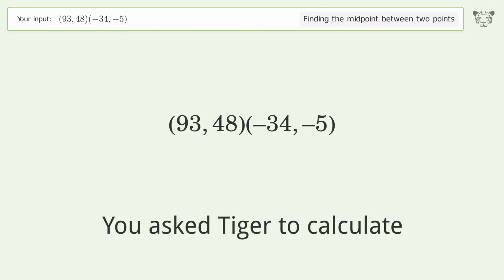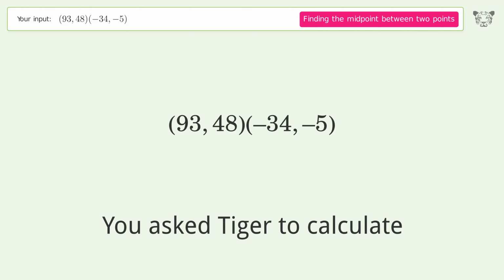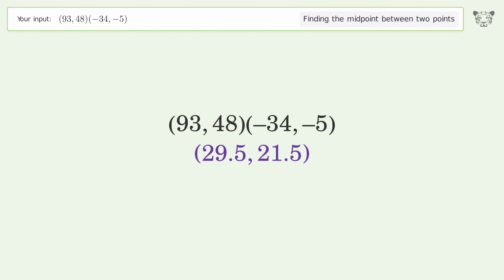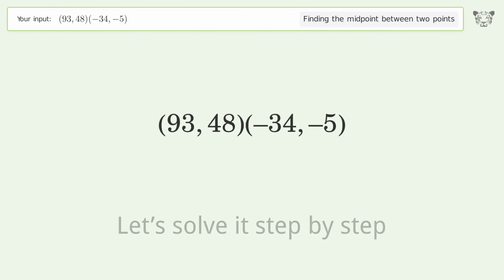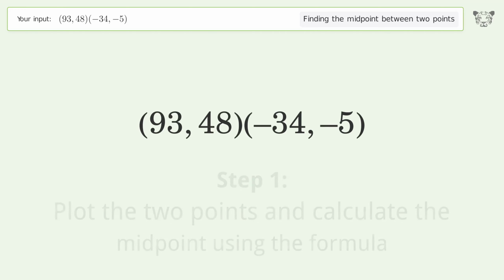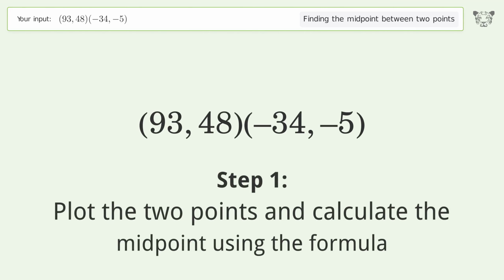You ask Tiger to calculate. This deals with finding the midpoint between 2 points. The midpoint between the 2 points is 29.5, 21.5. Let's solve it step by step. Plot the 2 points and calculate the midpoint using the formula.